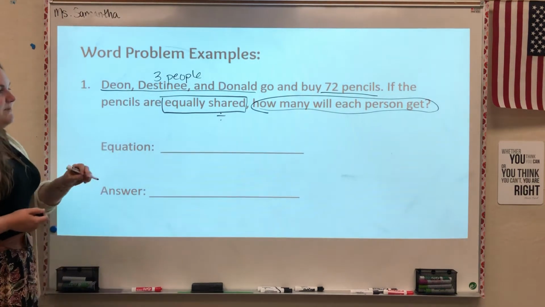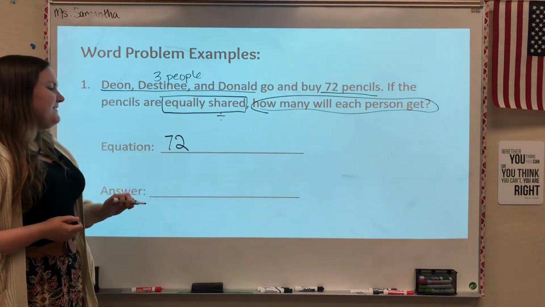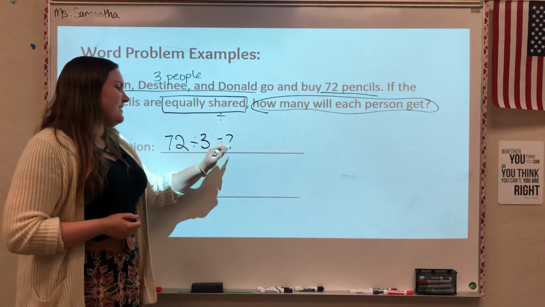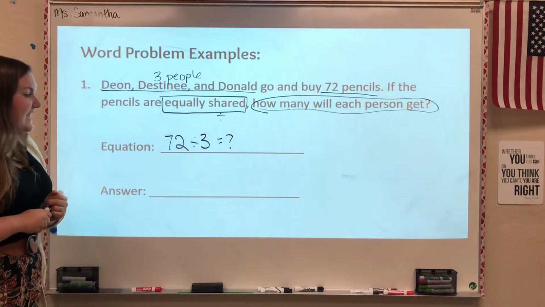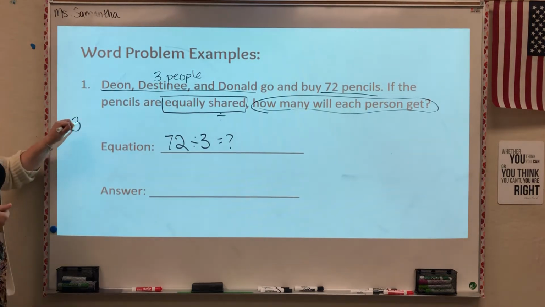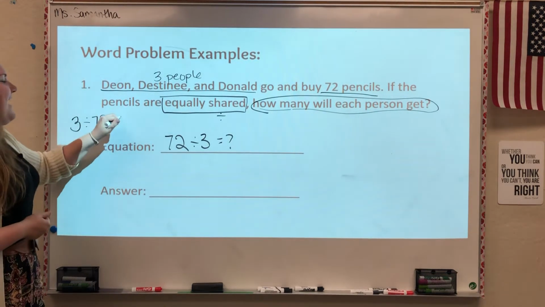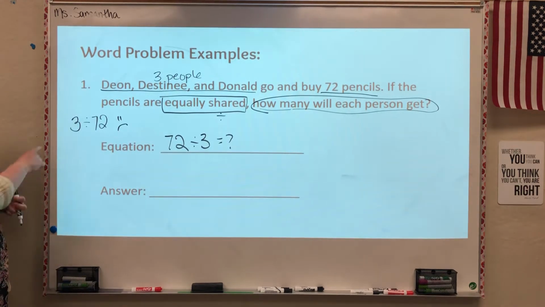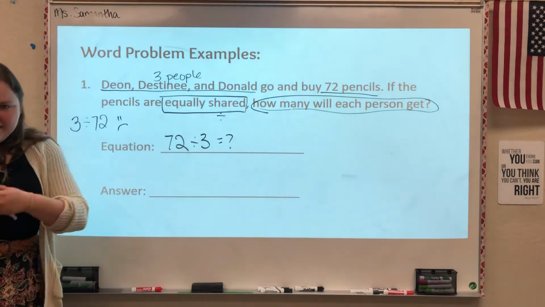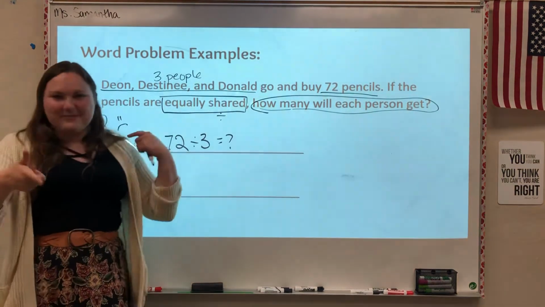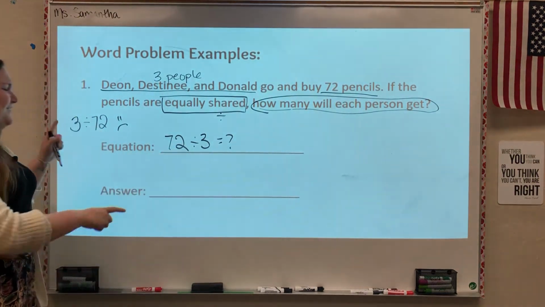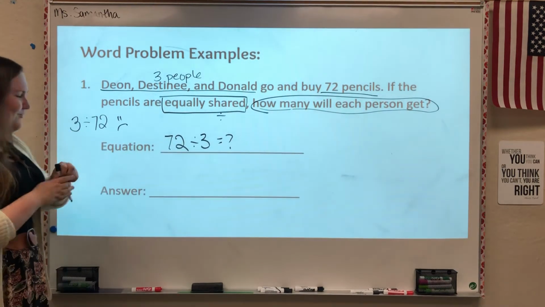So for our equation, we want to say they are dividing the 72 pencils between the 3 people. And that is what we're trying to figure out to answer the question, how much will each person get? This right here is the equation we need to write. If you write it the other way, that does not make sense. That says you're dividing the 3 people between the 72 pencils. We're not dividing up the people and giving them to the pencils. It's the other way around. We're dividing the pencils and giving out all the pencils to those 3 people. So they mean different things with division if you change the order.